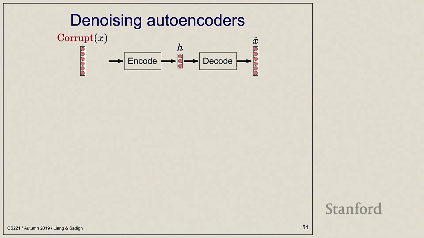Another way of doing it is by corrupting the input. So you have your input and you noise it. Maybe you drop out some numbers from it. Maybe you perturb some numbers of it. Maybe you draw from a Gaussian and add that to your input. And then you pass that through.